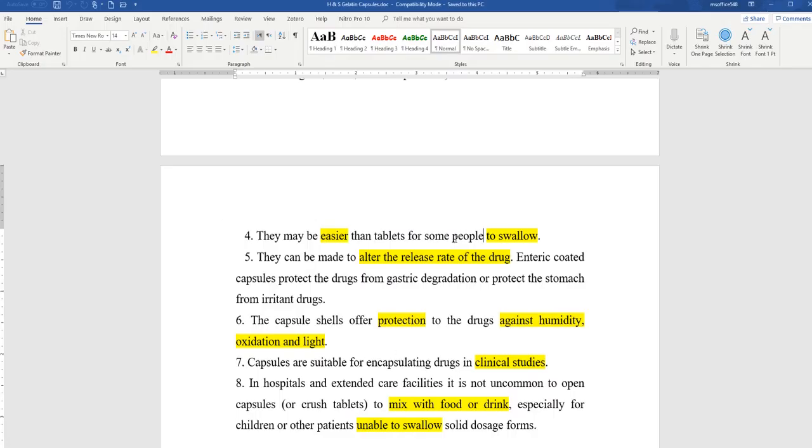Now this shape makes it easier to swallow through the throat, from the mouth through the esophagus and then into the stomach. It's because of the shape.